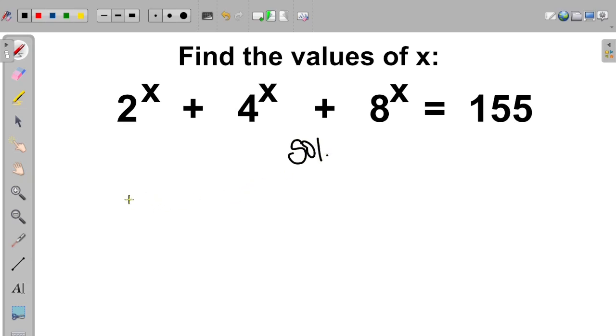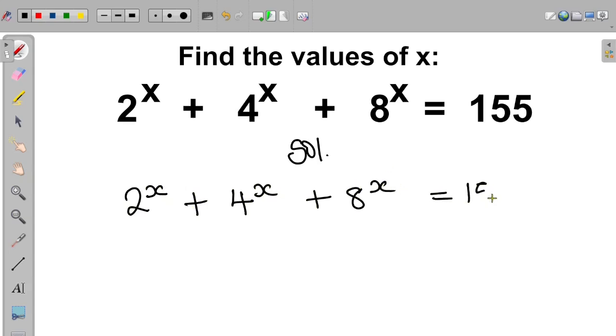So we are given that 2 to the power of x plus 4 to the power of x plus 8 to the power of x is equal to 155. So the first thing we do here is that we have to express 4 and 8 in the powers of base 2. So we know that 2 to the power of 2 is equal to 4 and 2 to the power of 3 is equal to 8.